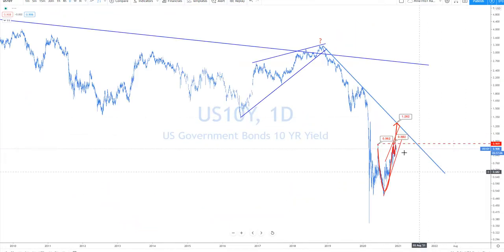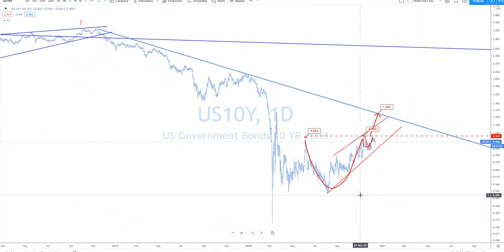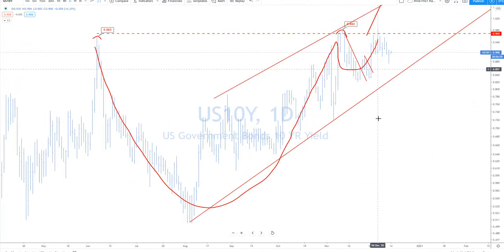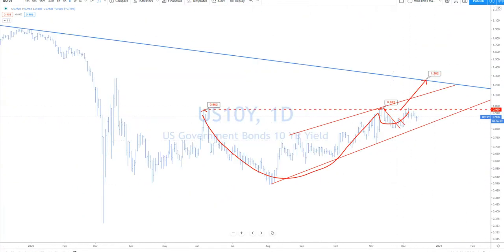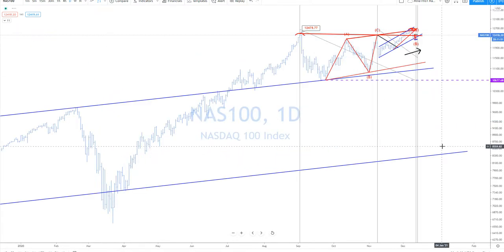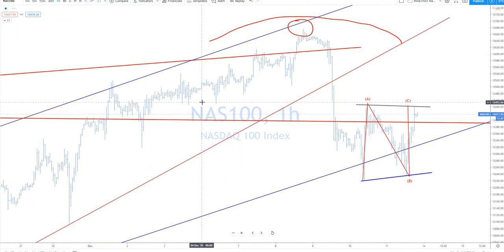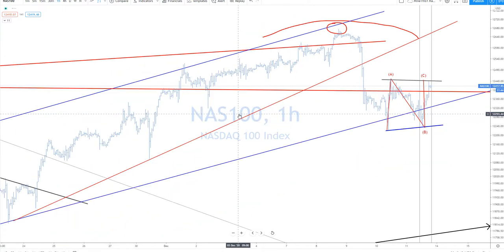The 10-year is still hovering around that 0.9. So we'll see how this behaves tomorrow morning. Other than that, let's see how tomorrow opens. There's no news that is, wow, other than, hey, we're going to give you $900 billion. Okay, that's great. We knew that was coming.